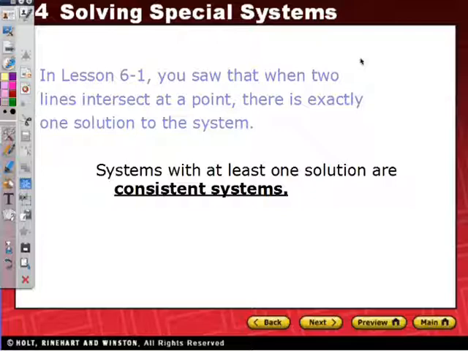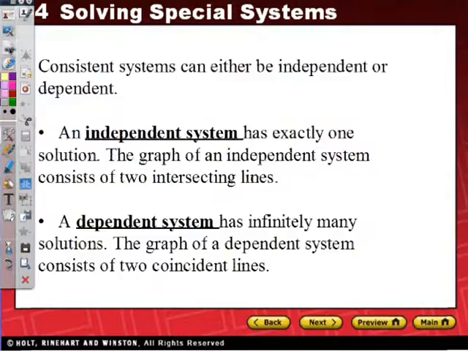In lessons, really 6-1, 2, and 3, we learned that when lines intersect at a point, there's exactly one solution to the system. Those kinds of systems are called consistent systems. So on page 84, fill in the vocabulary phrase with the definition: systems with at least one solution are consistent systems. I know it's not the typical meaning of consistent, but that's what it means in this case.